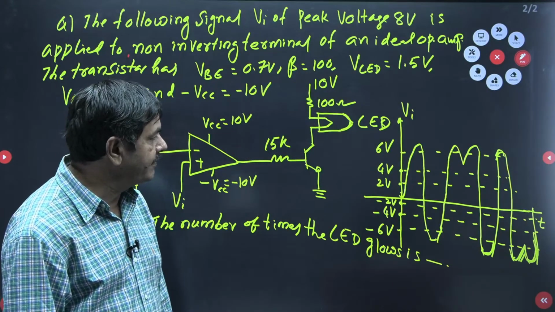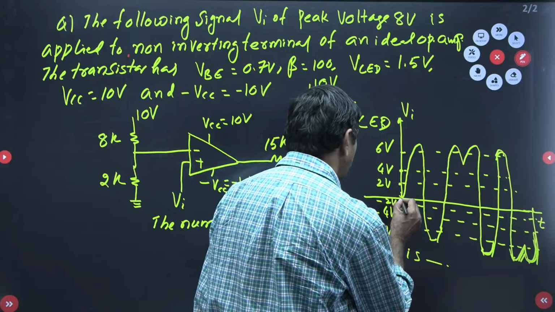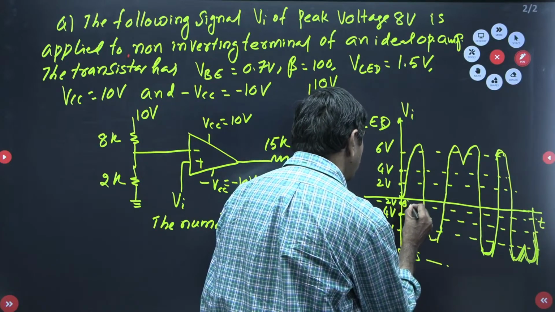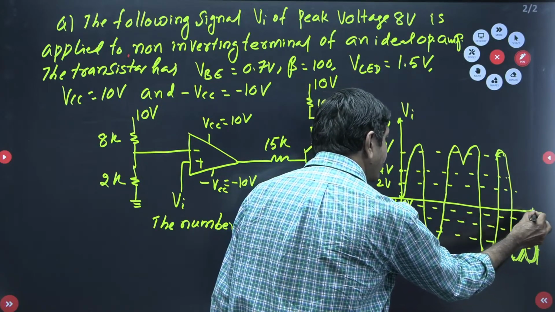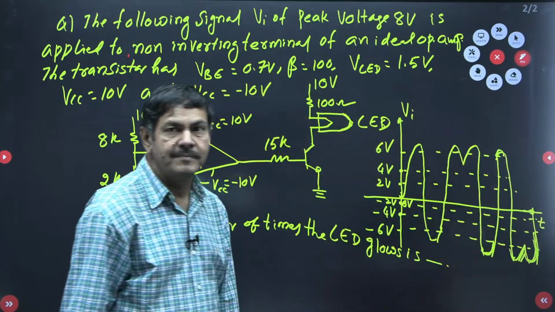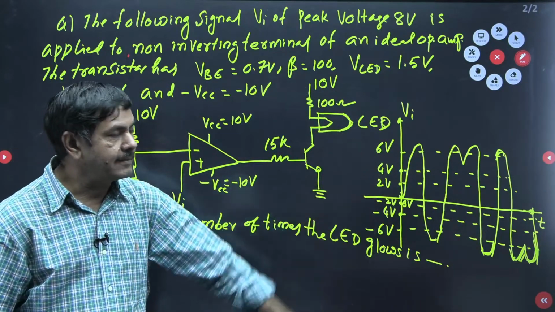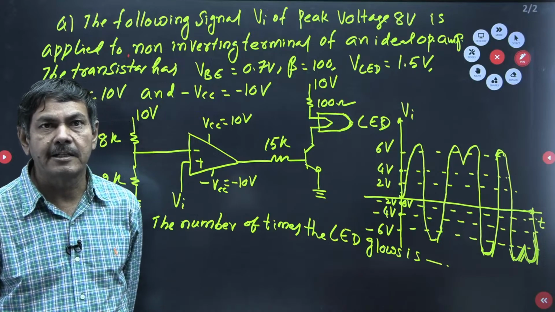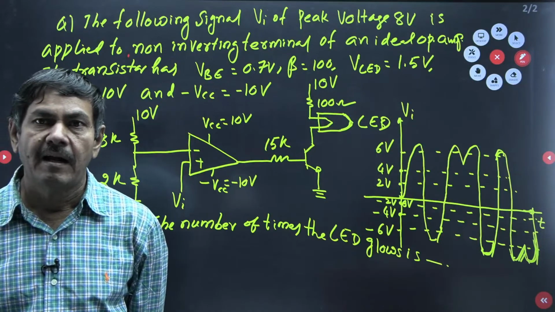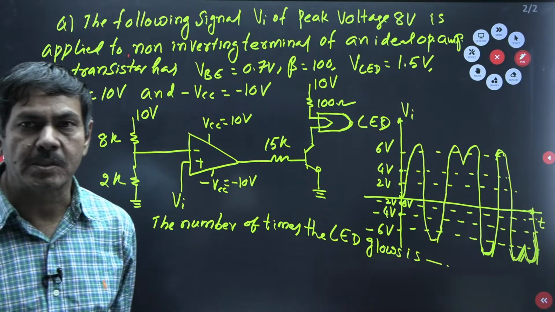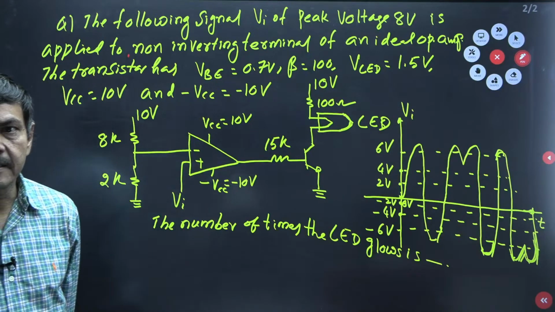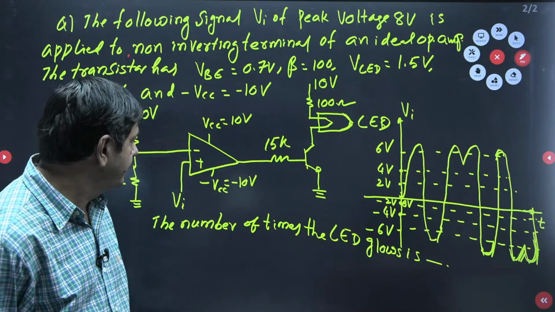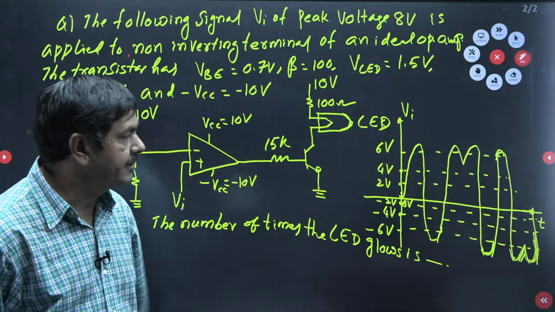The input is given from 0. This is the 0 voltage here, no doubt. From 0 to some voltage, up to that extent the waveform is given. Can anybody do this question? How many times does the LED glow when this signal is given as the input VI?